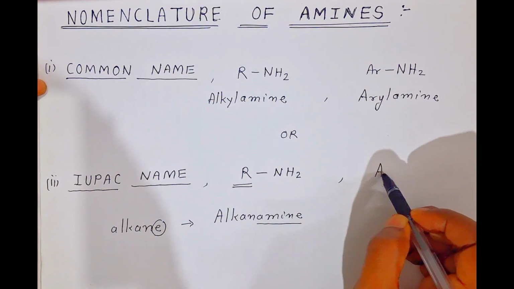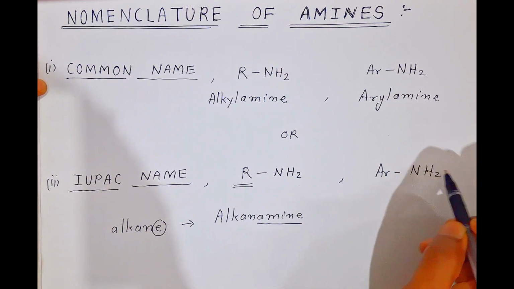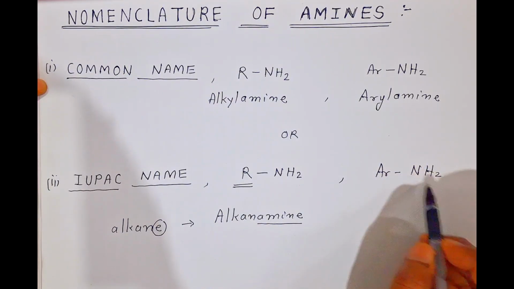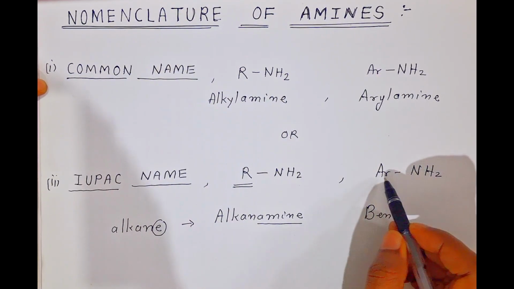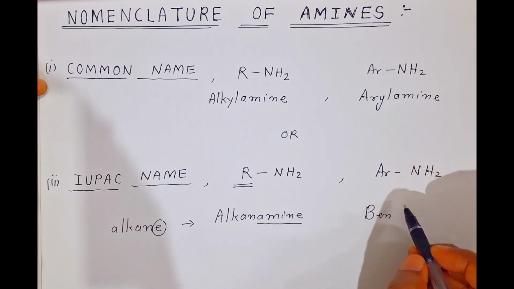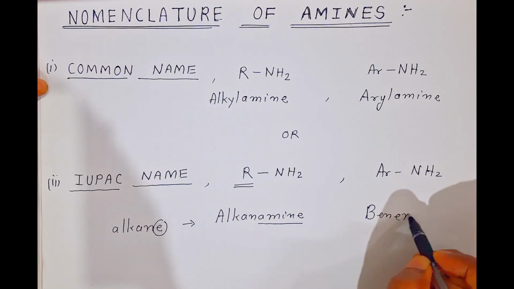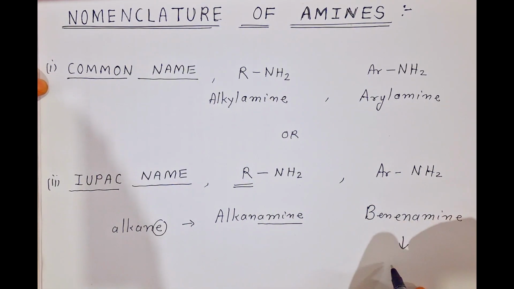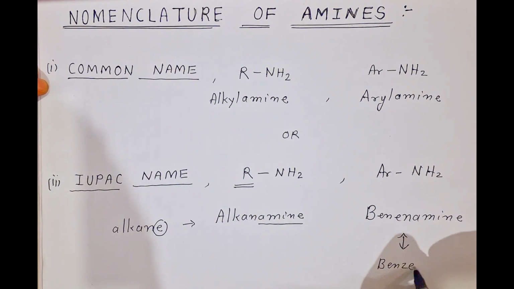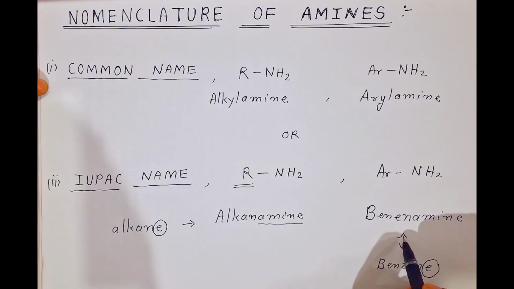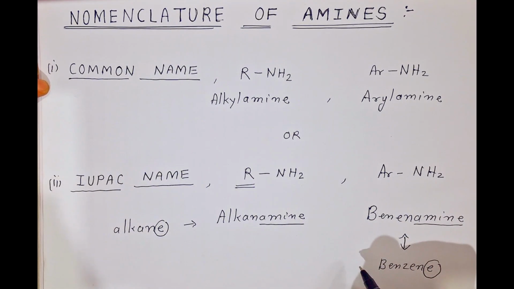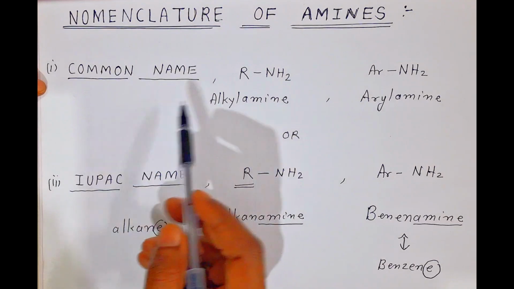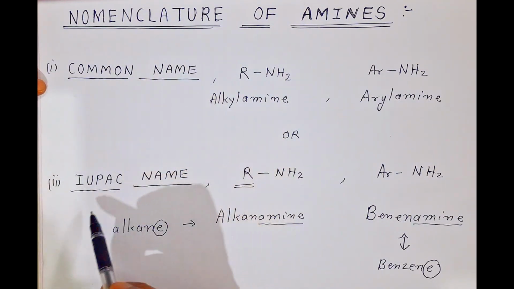Similarly students, suppose benzene is attached to the nitrogen of this amine, we call it benzenamine. Which type of aryl is it? It is benzene, so we call it benzena. So how has it been derived? Benzene, the E of this benzene we are going to replace with amine, so we call it benzenamine. This is the way students we are going to name the amines in common name and IUPAC.